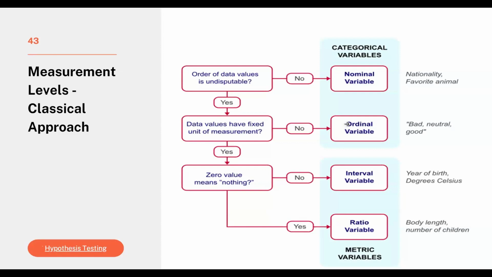In the order of responses, one is less than two, two is less than three, three is less than four, and four is less than five. It says something is fixed and there is something meaningful there. There is an order, so it's called ordinal data.